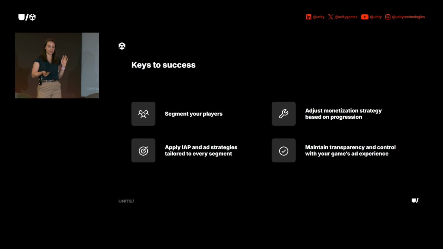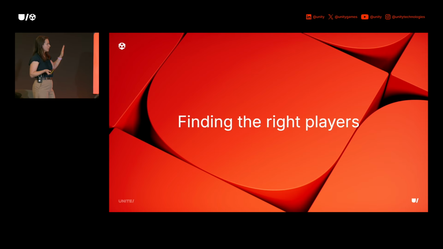So let's summarize our journey through the monetization side of the growth loop. We talked about segmentation. We talked about adjusting your strategy across the lifetime of the game. And we talked about every segment and how they have different strategies as well. So ads are different from IAP, obviously. And then we talked about transparency and ad quality. So now we understand that part.